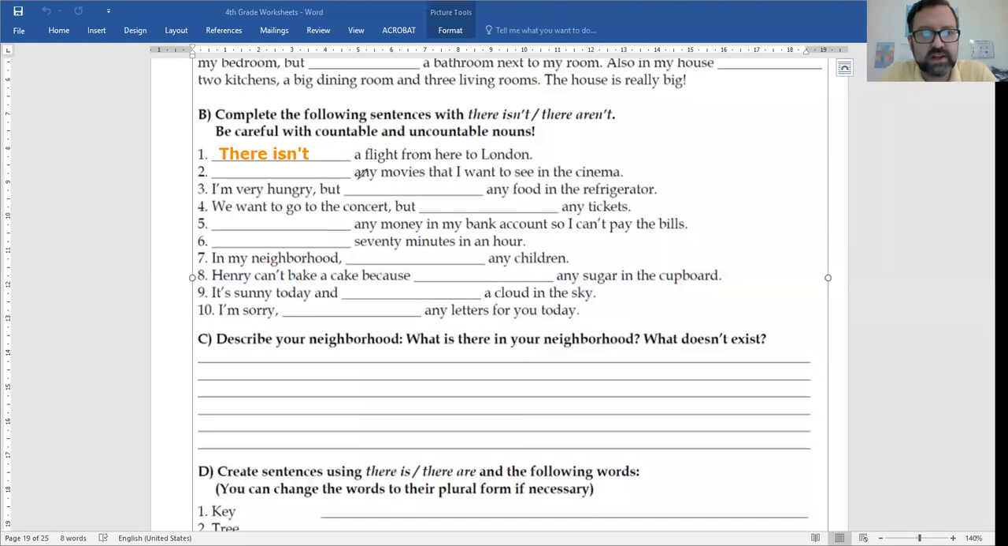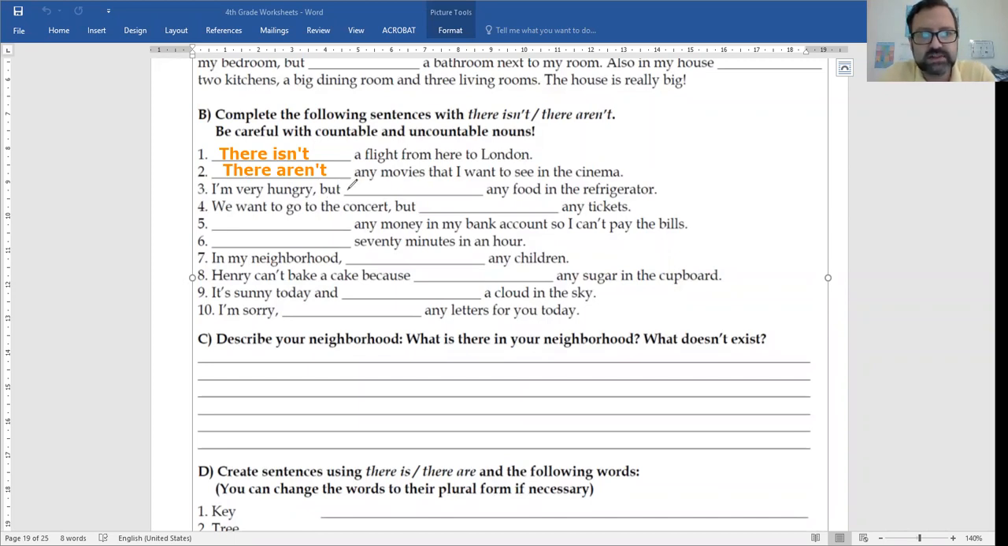When you deal with the word any here in number two, this tells me I should probably use there aren't, okay? There aren't any movies that I want to see in the cinema, all right? So here we have plural movies. We're also using any, okay?